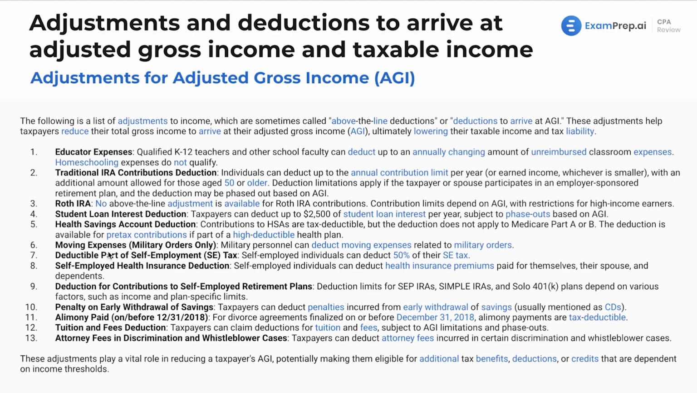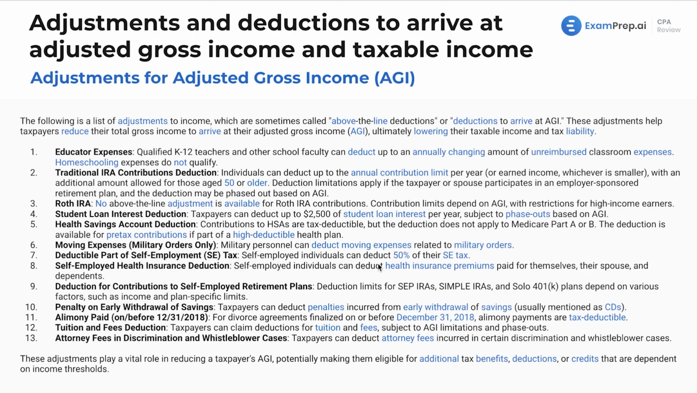Next up, moving expenses. Now, this is only for military orders. So there used to be a lot of rules before the tax changes where you could be a normal person and deduct your moving expenses. But now only military personnel can deduct moving expenses related to their military orders. Next up, we've got deductible parts of self-employment taxes.